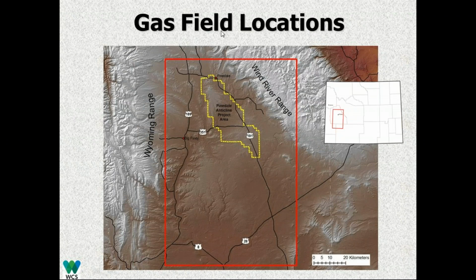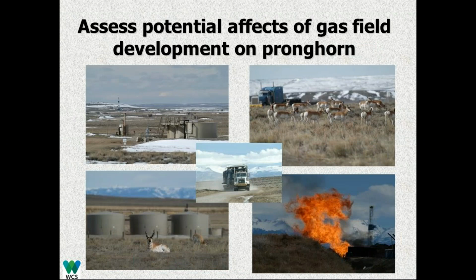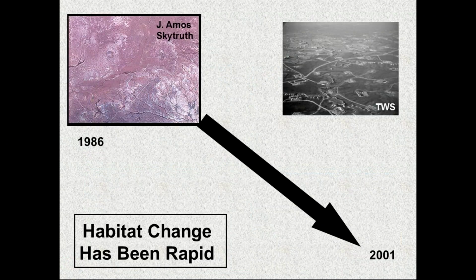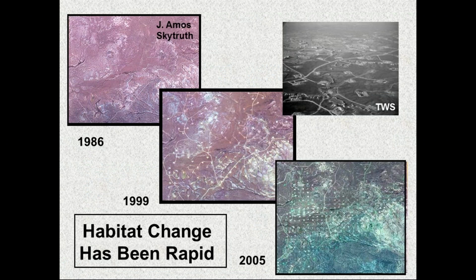Just to help orient you, again, we're in western Wyoming. The town of Pinedale's here. The PAPA sits here. It's a much larger gas field in spatial extent than the Jonah, but it's not as heavily developed with the infield process as the Jonah field. There's also a current process to expand the Jonah field by about 2.5 times to the west and to the south in a gas field that's known as the NPL, or the Normally Pressured Lands region. So what we wanted to do was assess the potential effects of gas field development on pronghorn use of winter range. And as you can see from satellite imagery, habitat change has been rapid and pretty substantial over the last 25 years or so.